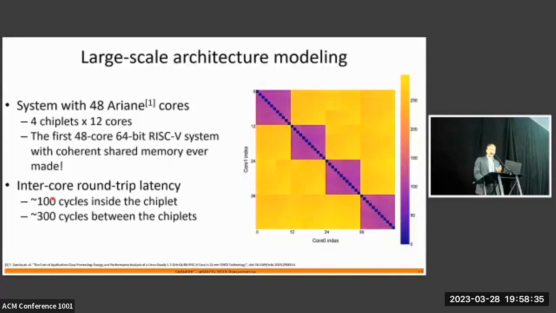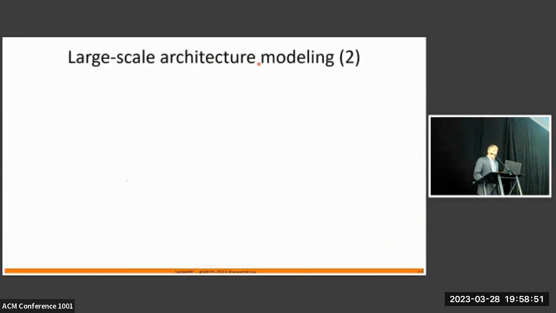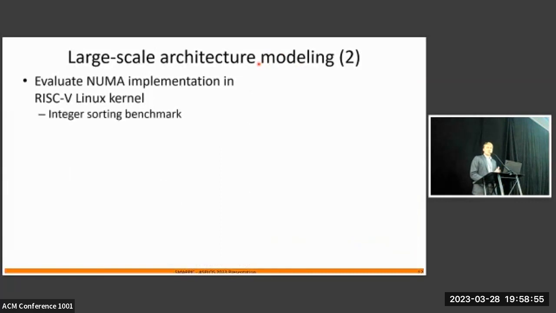We configured the system so that we have 100 cycles round-trip latency between cores on the same node, and 300 cycles round-trip latency between cores on different chiplets. So as you can see on the chart on the right, our system has explicit NUMA properties. And then we used this prototype to evaluate the NUMA implementation in the Linux RISC-V kernel. We used the integer sorting benchmark for this.